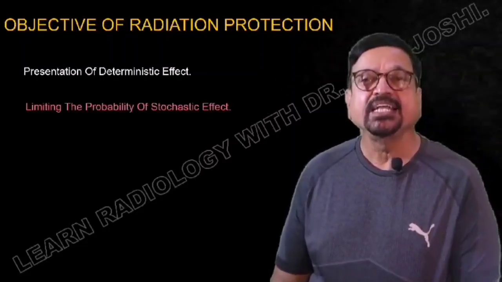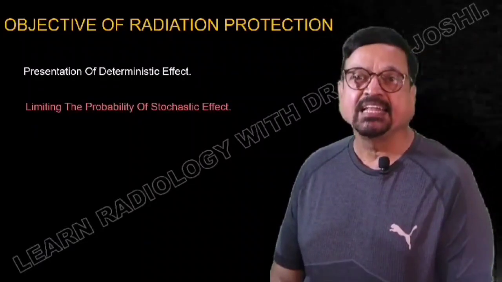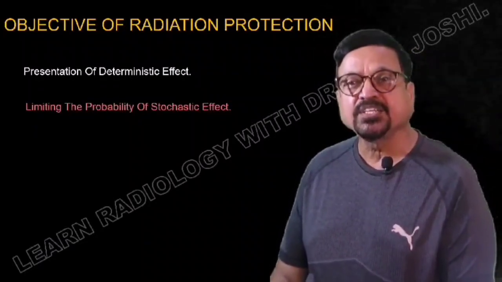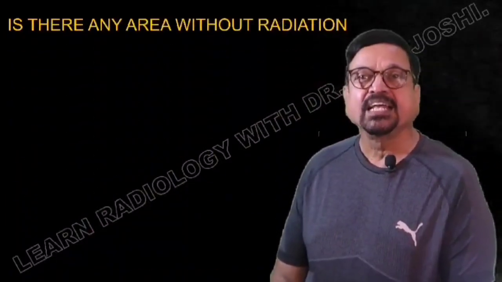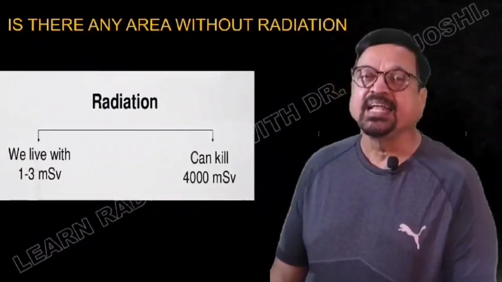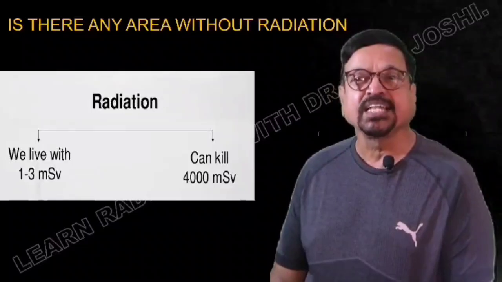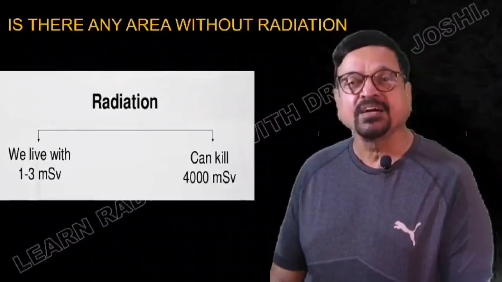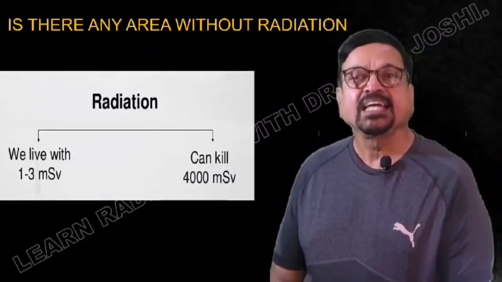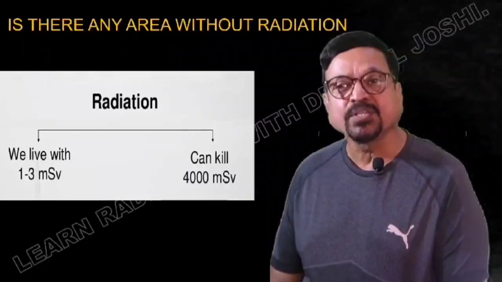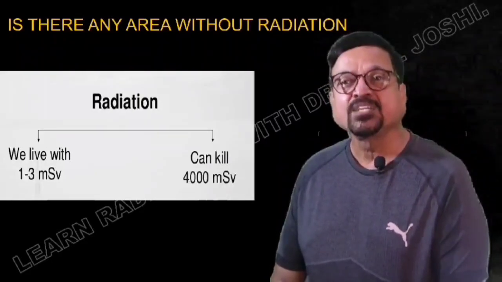Now, what is the objective of radiation protection? It is the prevention of deterministic effects, because they are very severe, and the limitation of the probability of stochastic effects; if not completely, we can at least limit and reduce them. Is there any area without radiation? If we think there is any radiation-free area where we can go and stay, there is no area on the earth which is free of radiation. We always live with 1 to 3 mSv radiation, and what kills is 4000 mSv. So it is about 4000 times what we are facing every day that is required.